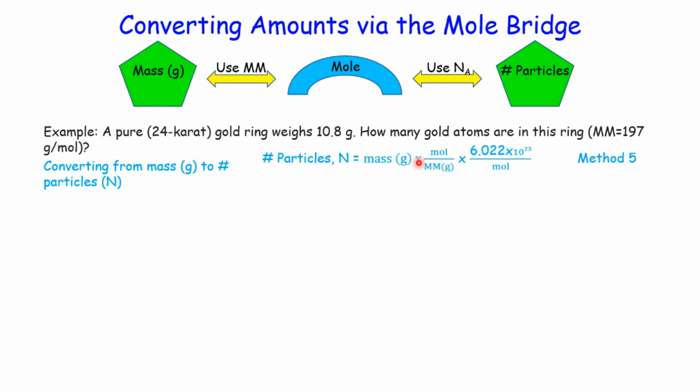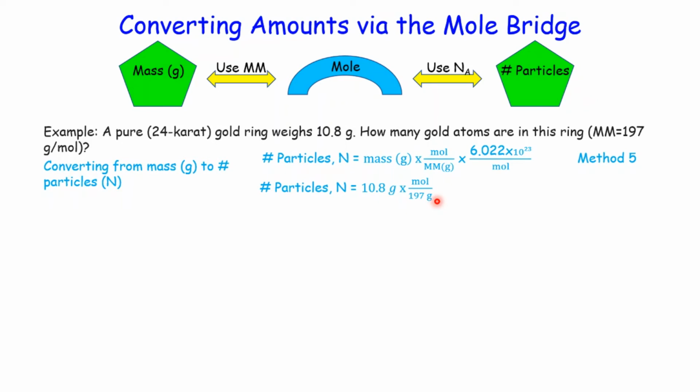Okay, and the first conversion factor is molar mass. The second conversion factor is Avogadro number. This happened to be the method 5 in the previous slide we talked about a while ago. Okay, we know the mass 10.8 grams, and then the molar mass for gold is 197 grams.